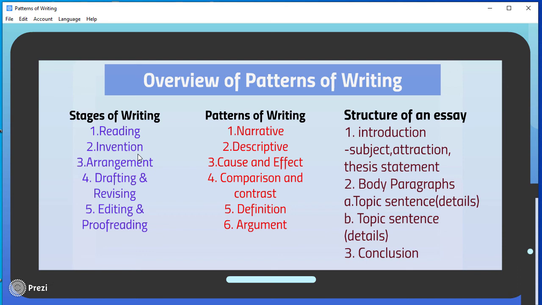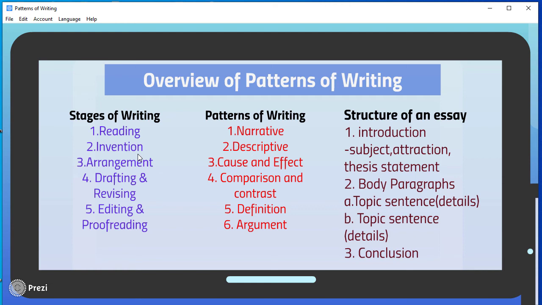So you know that the structure of the essay is introduction, body paragraphs, and the conclusion. In the introduction you need to put the subject matter that you are going to write about, and then you have to make an attraction for your essay. And then in the introduction paragraph you need to write the thesis statement also. This is the important thing.